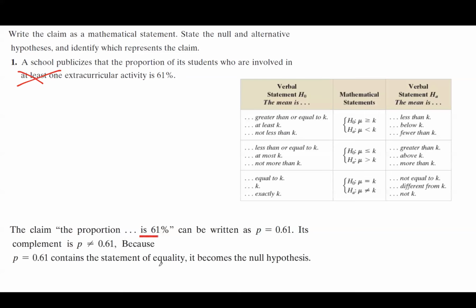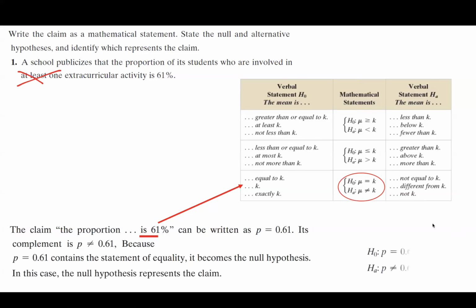Again, pay attention to the keyword is 61%. The keyword is in the third category. So you can basically write the null and alternative hypothesis. But please note that here in the summary, we just focus on the mean, but here we are working with the population proportion. We just need to rewrite this using P instead of mu.